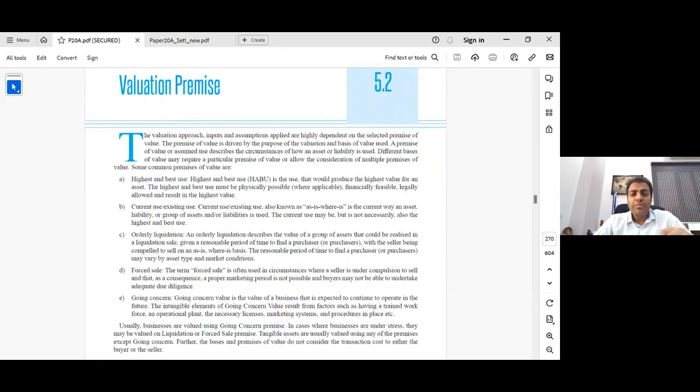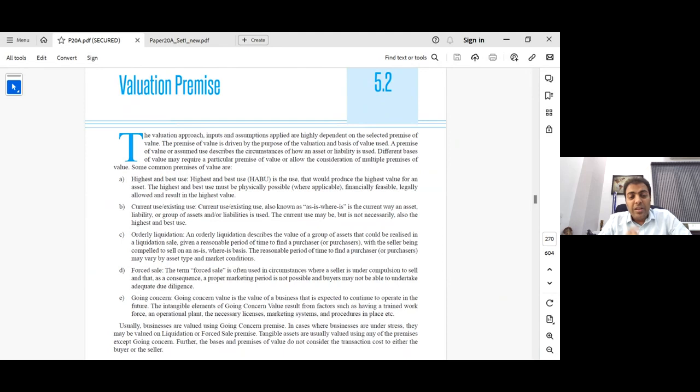Now, when we talk about valuation premise, very quick, very small, you can get theory questions on this. So there are 5 premises of value. These include highest and best use, current use, orderly liquidation, forced sale, and going concern. So as you can imagine, if you start from the bottom, going concern, when you're valuing businesses, you would value it based on going concern.